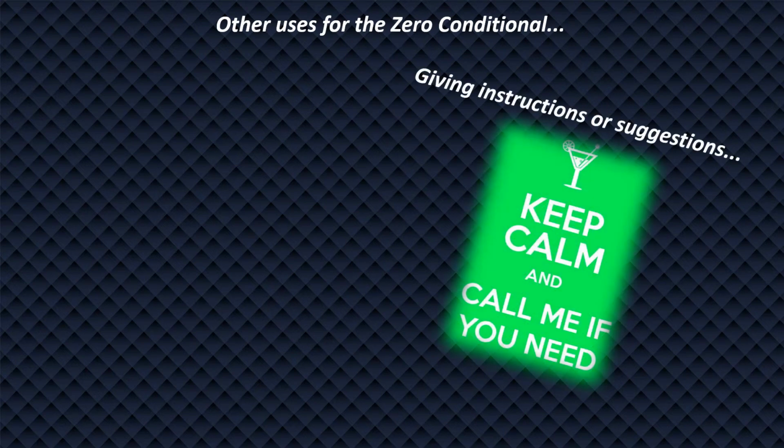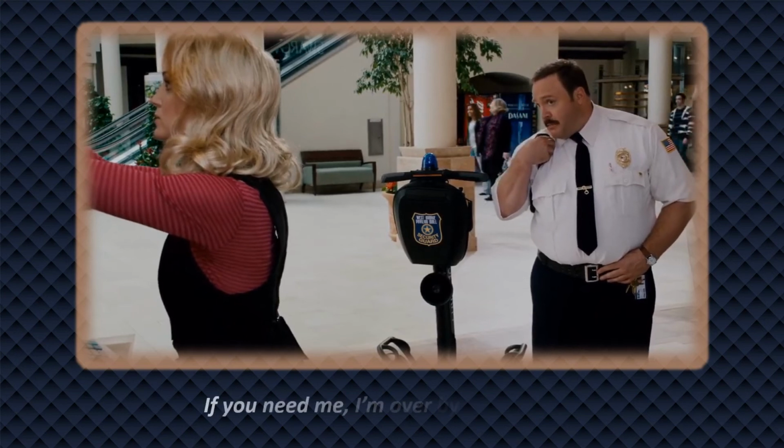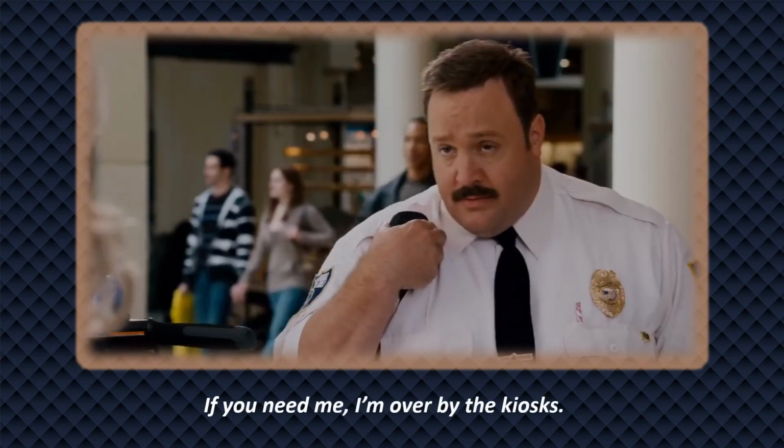Okay? And of course, we have other uses for the zero conditional. For example, giving instructions or suggestions. Keep calm and call me if you need. Right? I'm giving some instructions, suggestion, or to show a direct result of an action. If you apply avocado paste on your face, it helps. God knows. Oh yeah, this is Blart. If you need me, I'm over by the kiosks. See, this other example. If you need me, I'm over by the kiosks. So, giving instructions, suggestions, and so on and so forth.